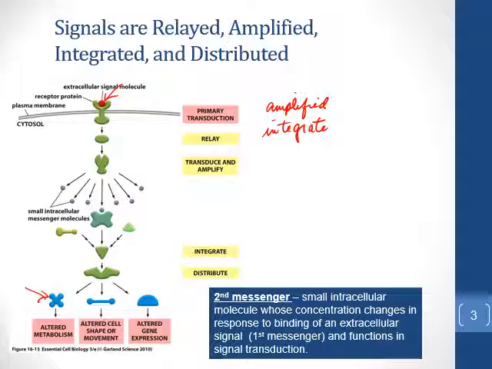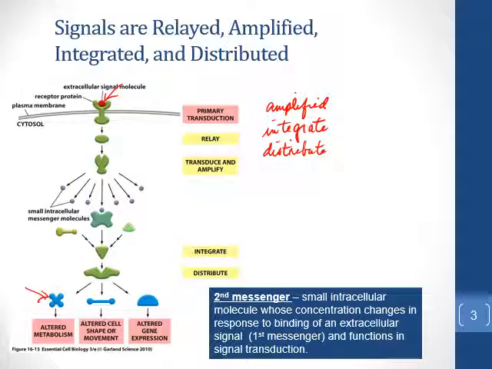And the third thing that's going to happen is you have to distribute this information. So for example, we identified three kinds of effector proteins in the previous slide. We said they could be enzymes, they could be transcription factors, or they could be part of the cytoskeleton. Well, it's possible that a single signaling molecule is going to generate second messengers that affect all three of those effector proteins. So what that means is you would have to distribute that information to multiple proteins.